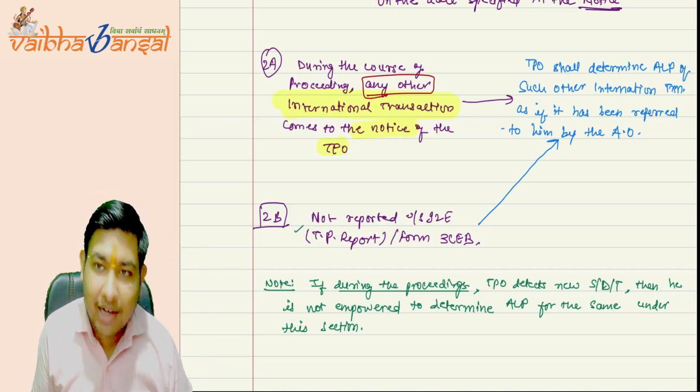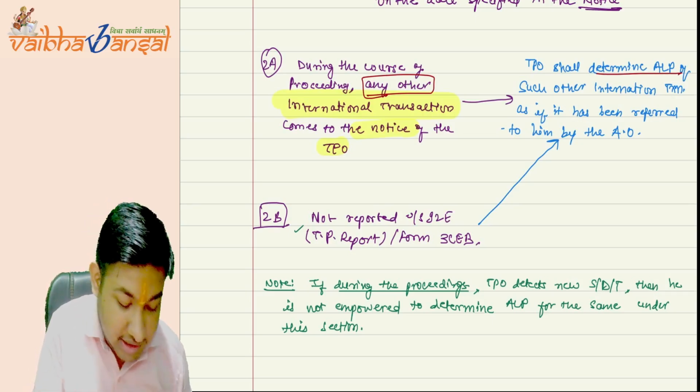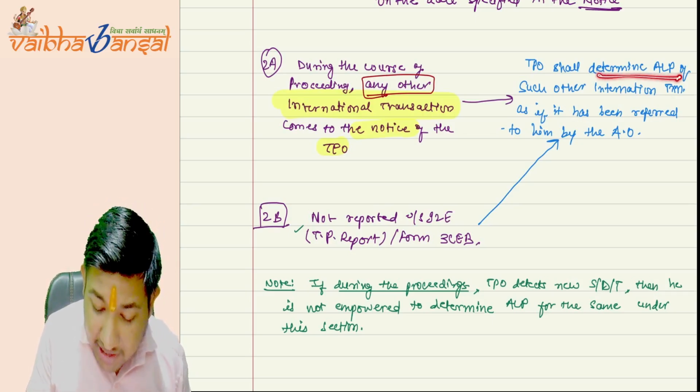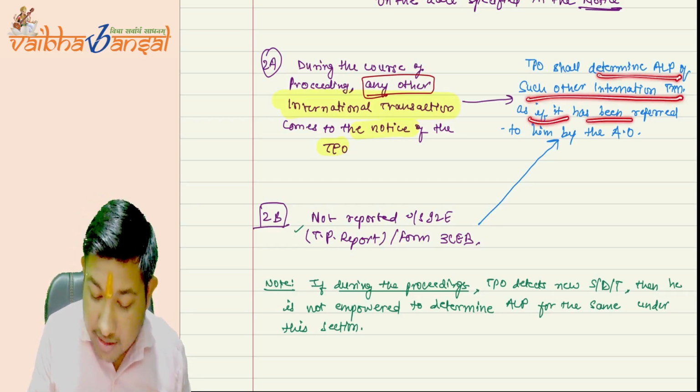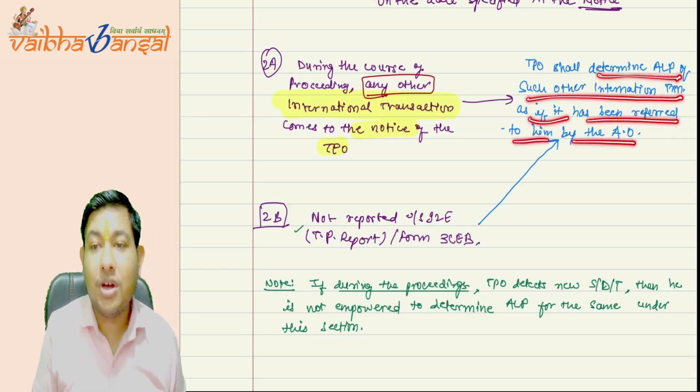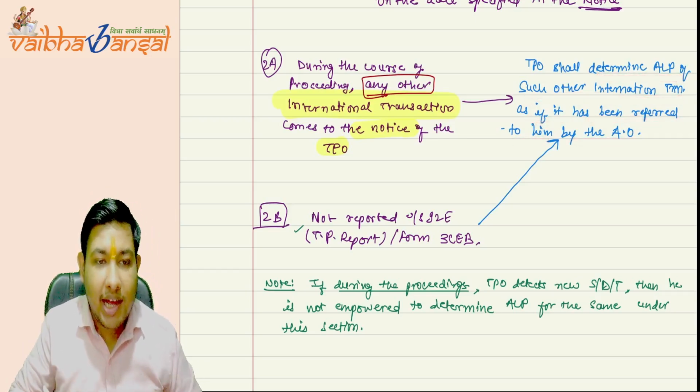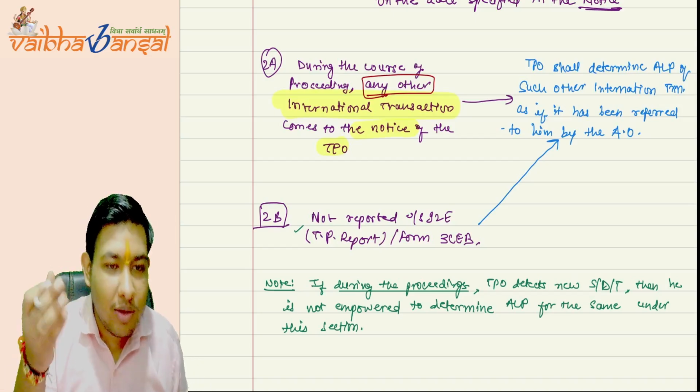He will deem that the TPO shall determine the ALP of such other international transaction as if it had been referred to him by the AO.